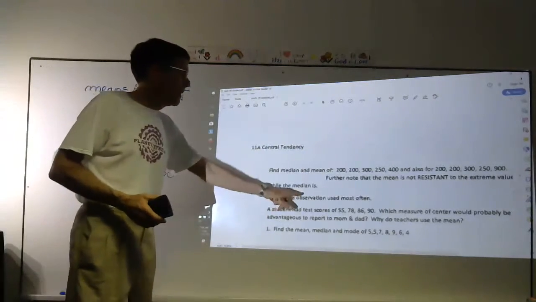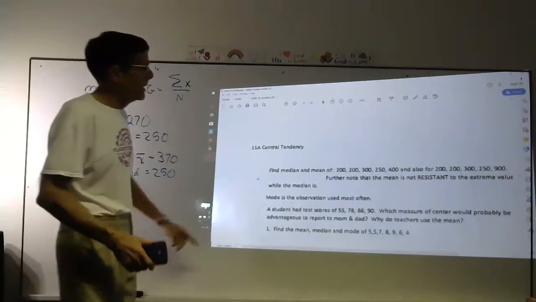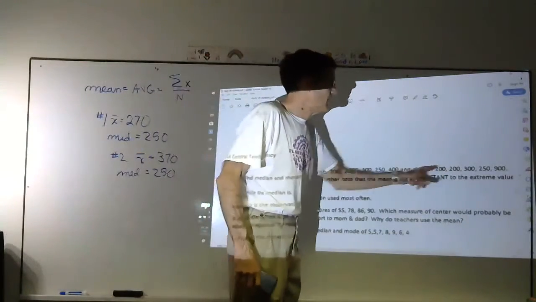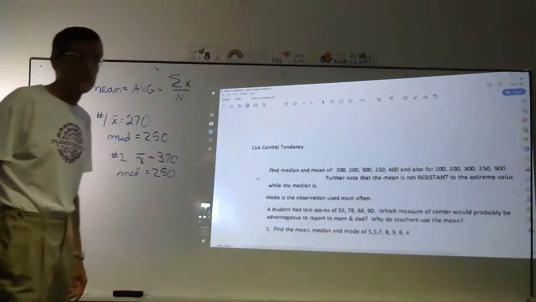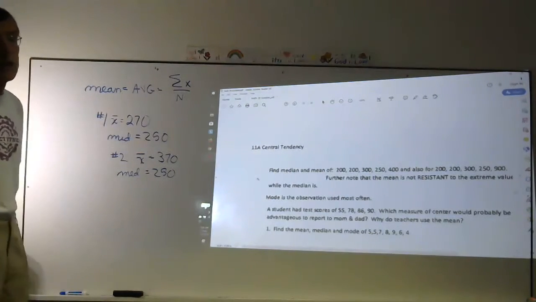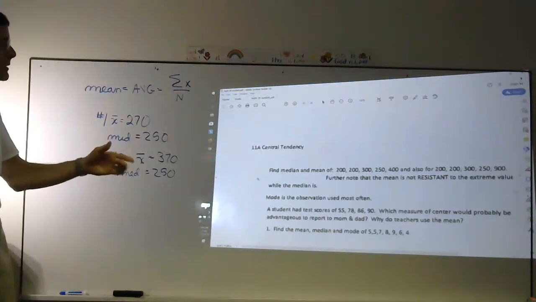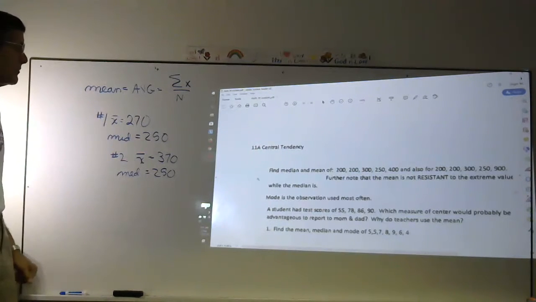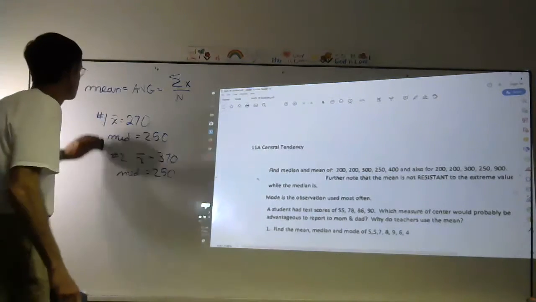Notice the mode is the observation used most often, and in both sets, the mode would be 200, okay? Mean is the average, you add them up, divide by how many. Median is the middle. Mode is the one that is used most often, okay? All right.